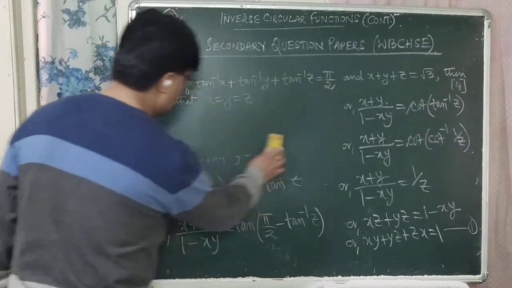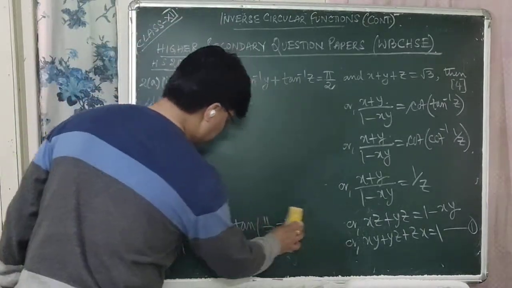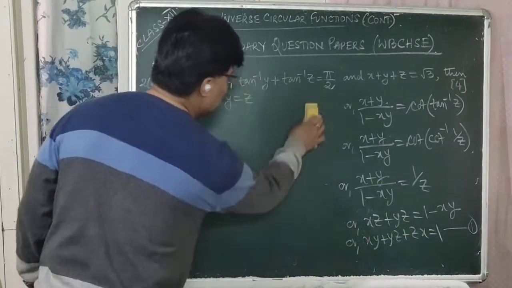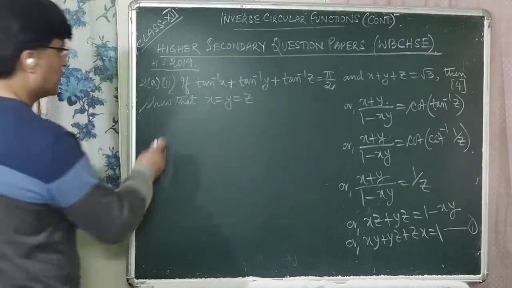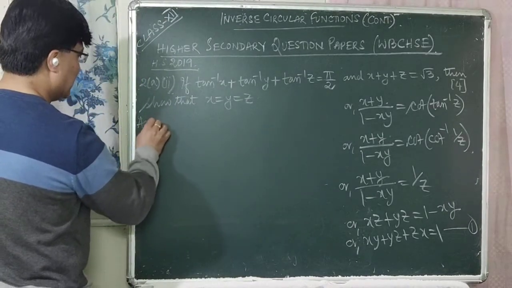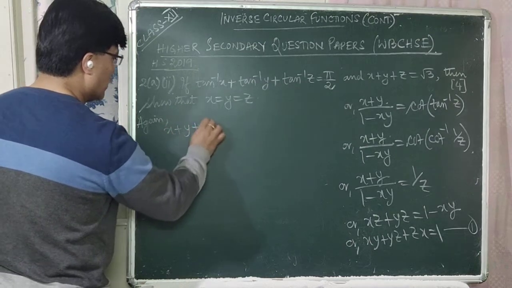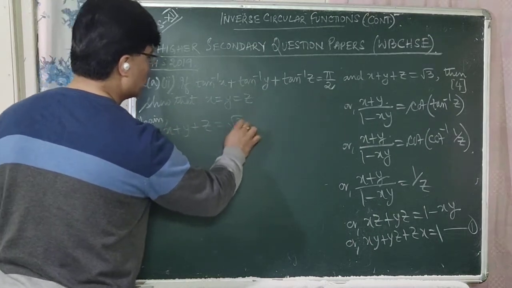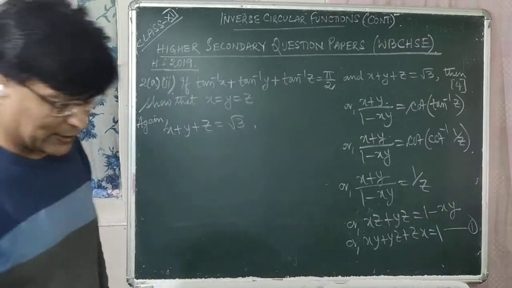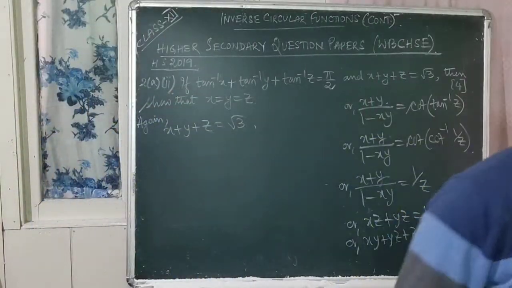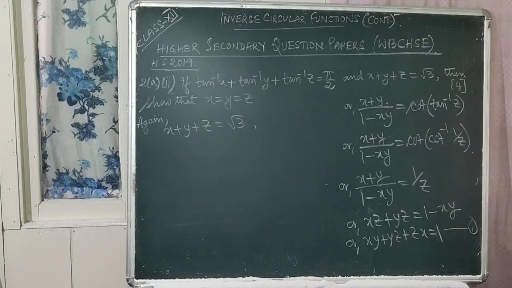So now let us write down the second given condition. What is the second given condition out here? Again, what is given? x plus y plus z is equal to root over 3. So the second given part here is x plus y plus z is equal to root over 3.